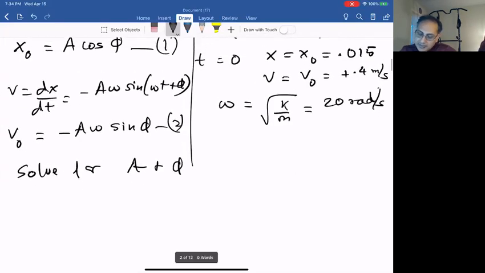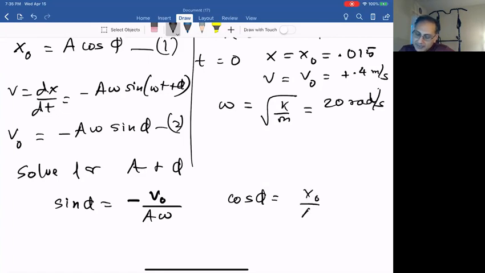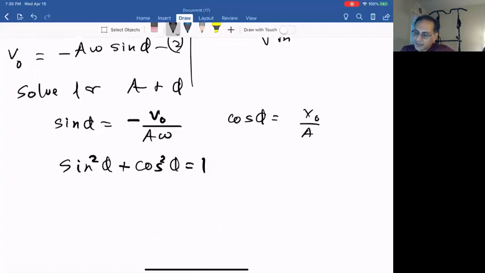What we can do here is a common trick that you can use when you have a sine phi and a cosine phi: use the fact that sine squared plus cosine squared is always equal to one. So sine phi is equal to minus V0 divided by A omega. Cosine phi is equal to X0 divided by A. If I plug these into sine squared plus cosine squared equals one, I get an equation from which I can solve for A.